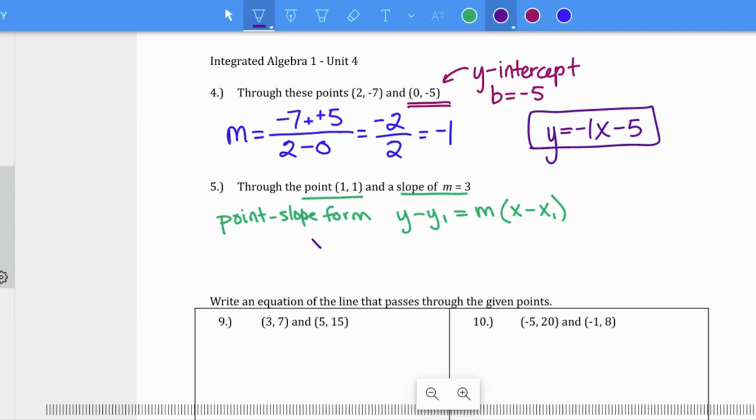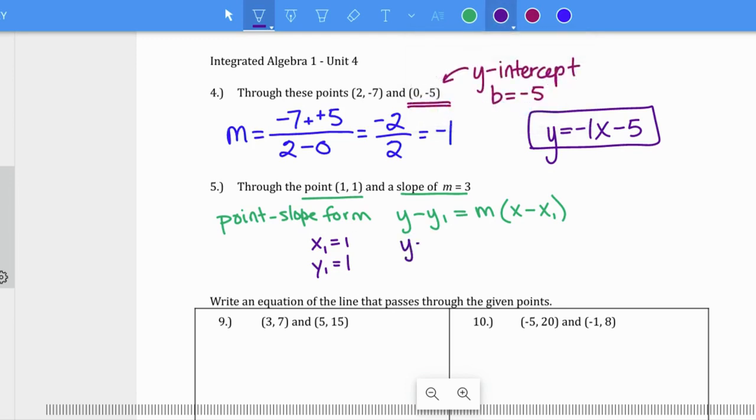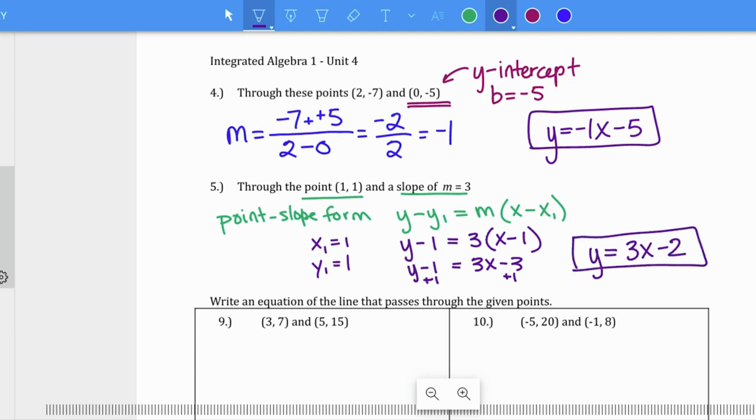From the point they gave me, my x1 is 1 and my y1 is 1, right? Because they gave me the point 1, 1 with a slope of 3. So if we put those values in there, we're going to have y minus 1 equals 3, and then x minus 1. Distribute: y minus 1 equals 3x minus 3, and then add the 1 over to get y alone. In this case, we should get y equals 3x minus 2. There's my equation in slope-intercept form.